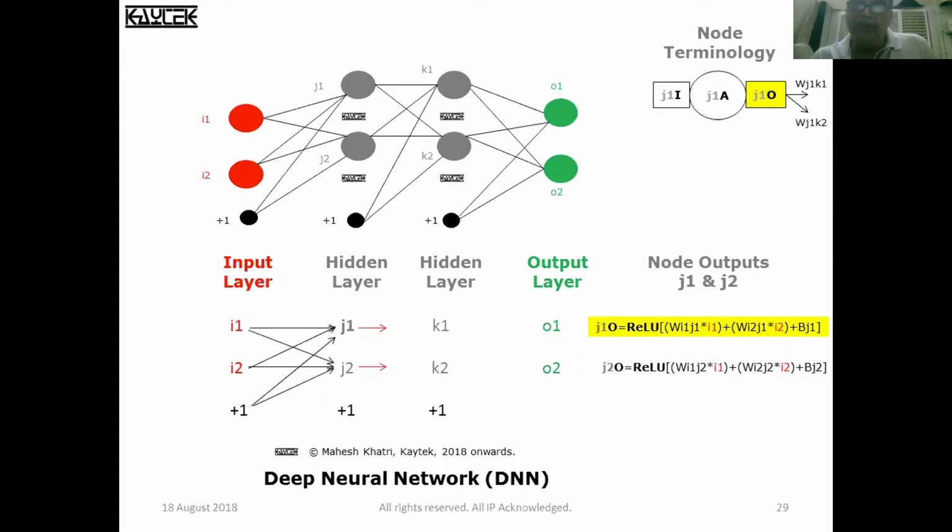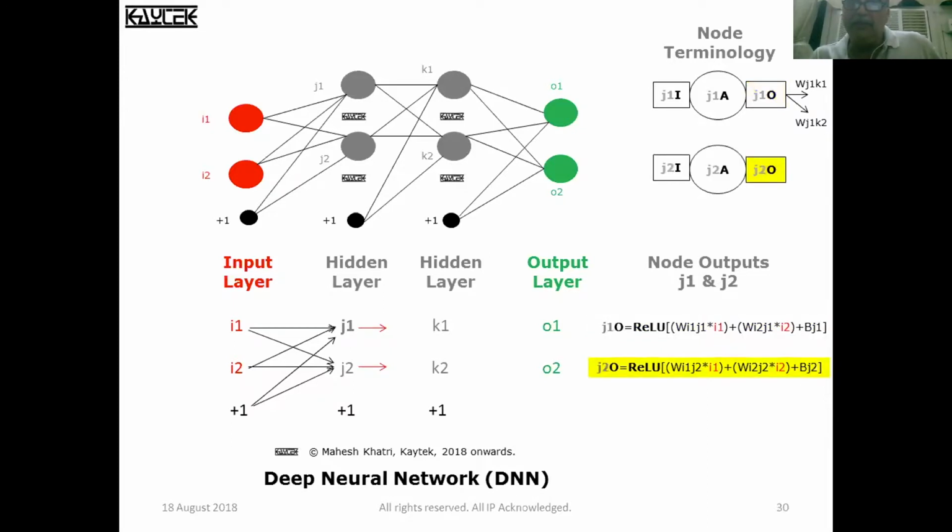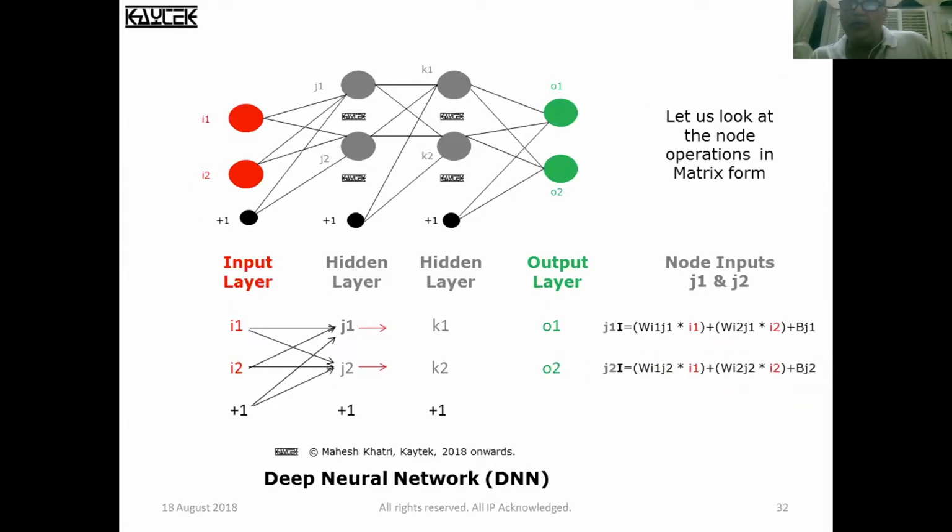I have indicated the weights again specifically over here because this was something in Excel I kept making a lot of mistakes when I was actually trying to do the calculations by hand. Similarly with the node outputs at J2. And I just wanted to quickly denote the operations which are happening at the node in matrix form.